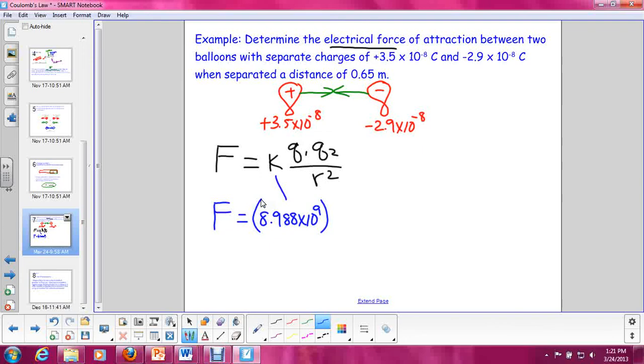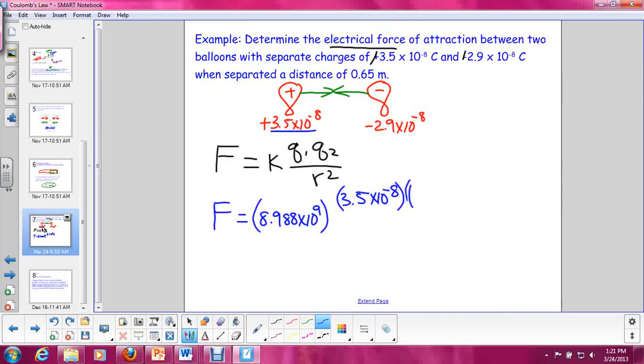Now what about our charges? Well, the first charge we have is 3.5 times 10 to the minus 8. So that goes in for Q1. 3.5 times 10 to the minus 8. And because we already drew our picture, and we already know that these are going to attract to one another, when I go ahead and do the math, I am going to ignore the signs in front of the charges. At this point, it does not matter if we put in a positive or a negative with these charges. All this is going to tell us is how big the force is. We already know the direction.